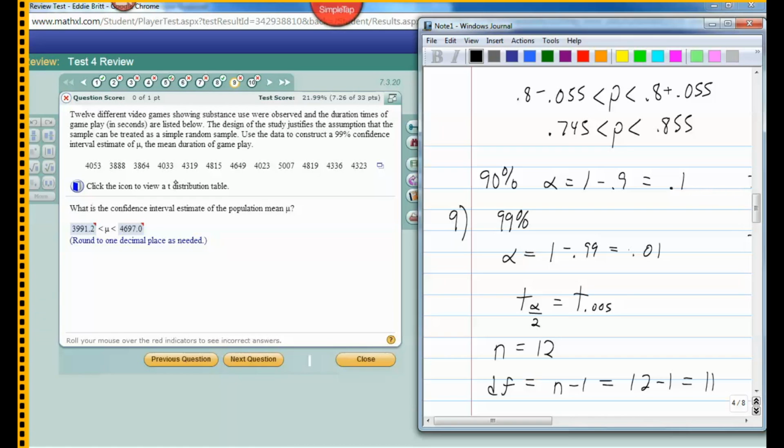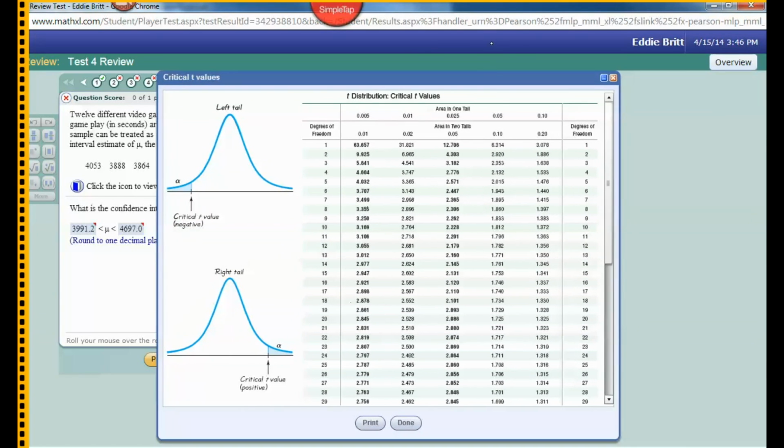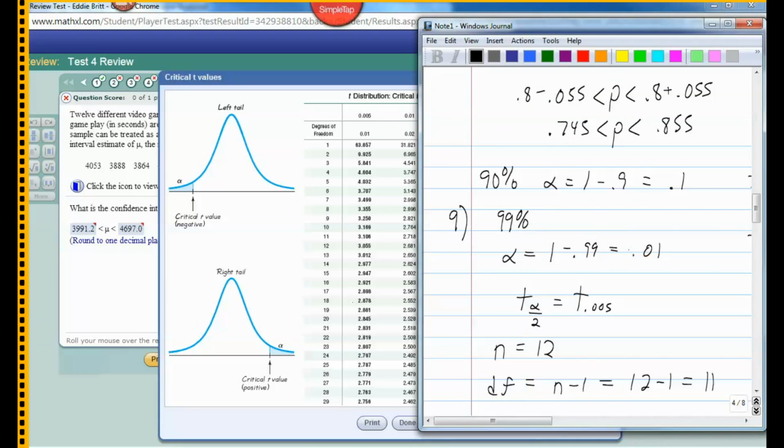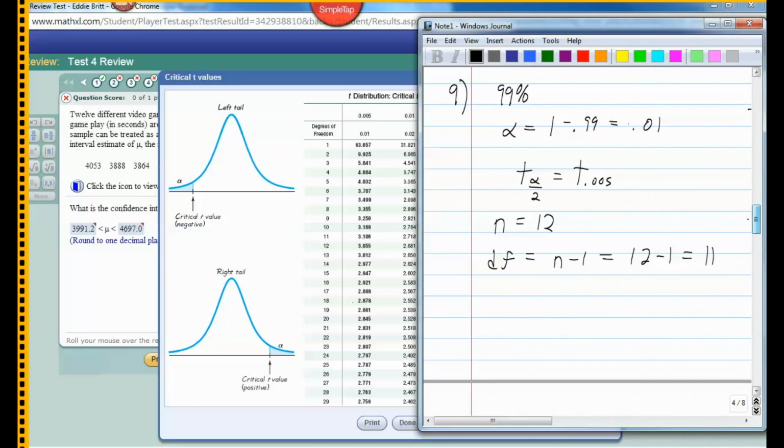So let's pull up the table. All right. So 0.01 in two tails, or 0.005 in one tail, that's our column. That's because we had a 99% confidence interval, and for the confidence interval, alpha is 1 minus 0.99. So alpha would be 0.01, which is the area in two tails. Divide that by 2, you get the area in one tail. Our degrees of freedom was 11. So we have a degrees of freedom of 11. And so that would give us our critical t-score, 3.106. All right. So our critical t is 3.106.